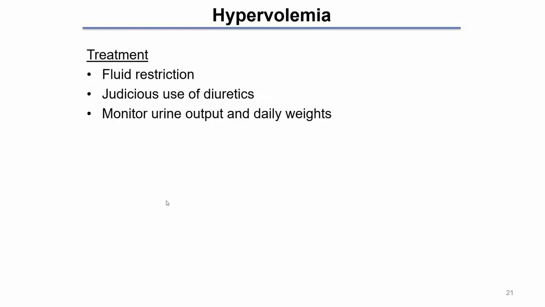In terms of the treatment of hypervolemia, which you don't really need to worry about, it consists of fluid restriction, judicious use of diuretics in moderate to severe hypervolemia. One of the diuretics commonly utilized are the loop diuretics such as Lasix or furosemide. And lastly, you would also monitor urine output and daily weights.